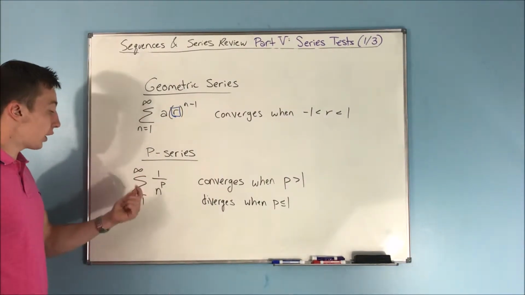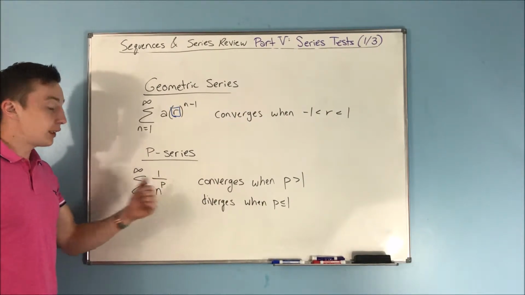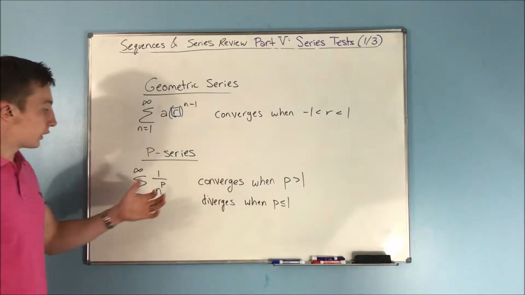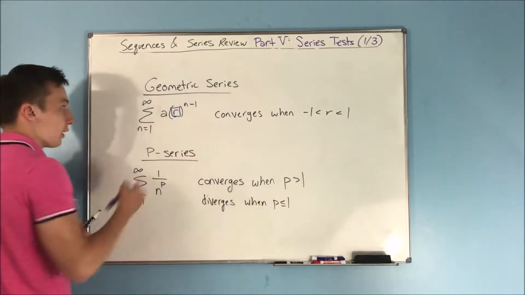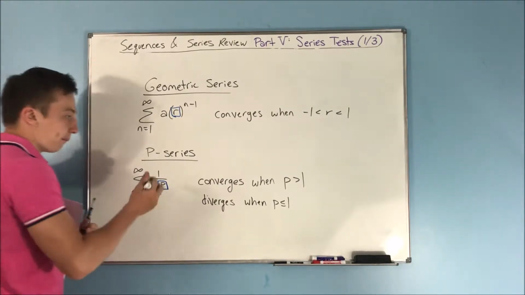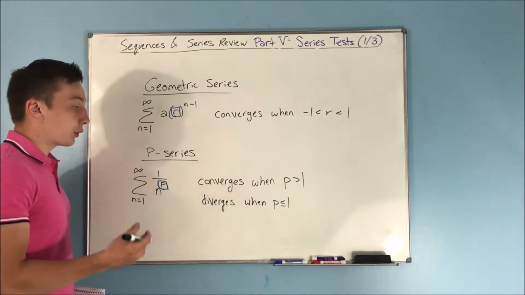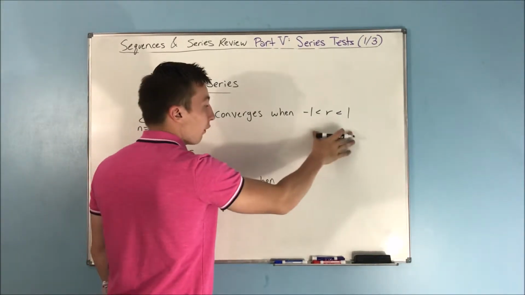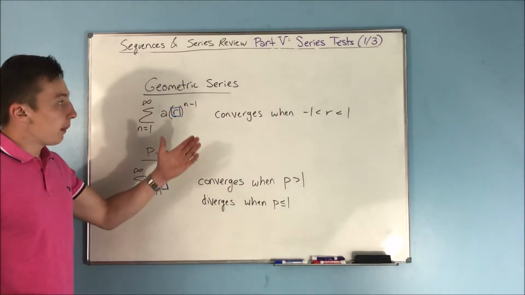Now, what about the p-series? The p-series takes on the form the sum from n equals 1 to infinity of 1 over n to the p power. That's why it's called a p-series, because it's all dependent on this p here, as with the geometric series, it was dependent on the common ratio r. For the p-series, it converges when p is greater than 1, and it diverges when p is less than or equal to 1.